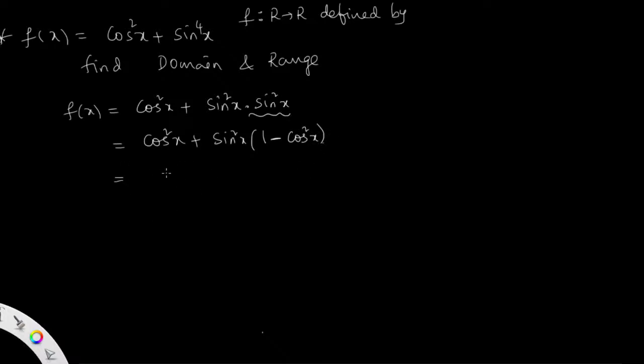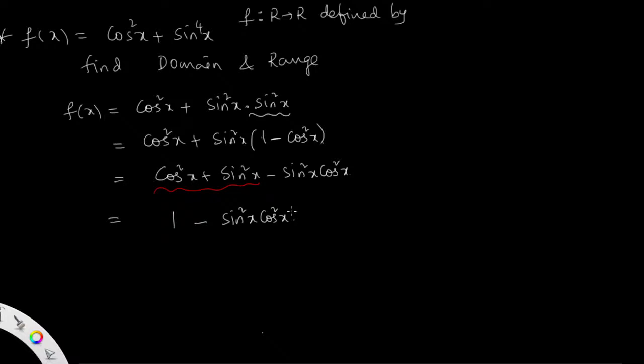Now multiply cos square x plus sin square x into 1 minus sin square x into cos square x. So this is nothing but sin square x plus cos square x, which we know is equal to 1. So we get 1 minus sin square x into cos square x.